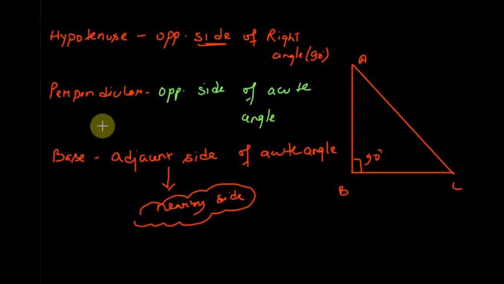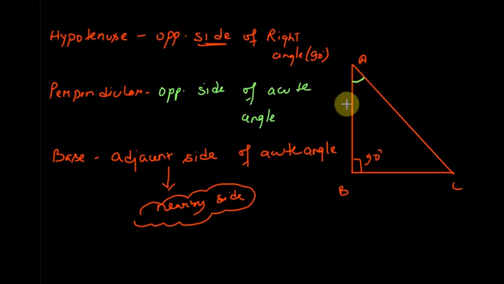Now even here we need to select an acute angle, because we have two acute angles in a right angle triangle. So we need to first select an acute angle and then locate the base. So let's say we are selecting A as the acute angle. So as per acute angle A, which one will be our base?